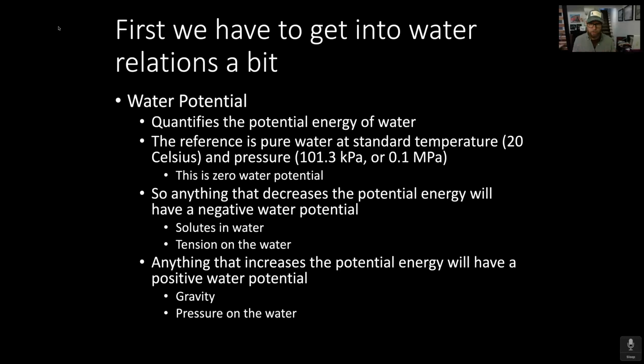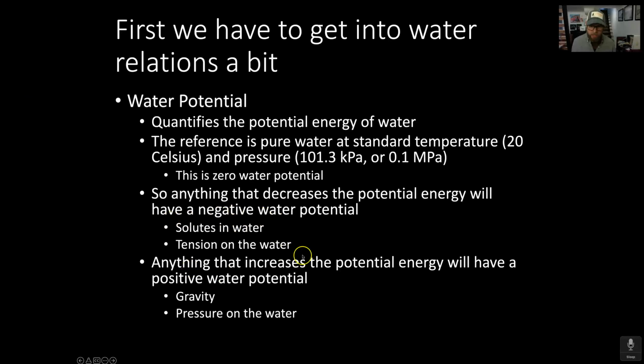So, to quantify the potential energy of water, the reference value that we've defined as 0 is pure water at standard temperature and pressure. That's 20 degrees Celsius for standard temperature, and basically sea level, which is 101.3 kilopascals, for standard pressure. So that's what we define as 0. Anything that would decrease the potential energy of water would make the values more negative, and anything that would increase that potential energy would result in a positive value.